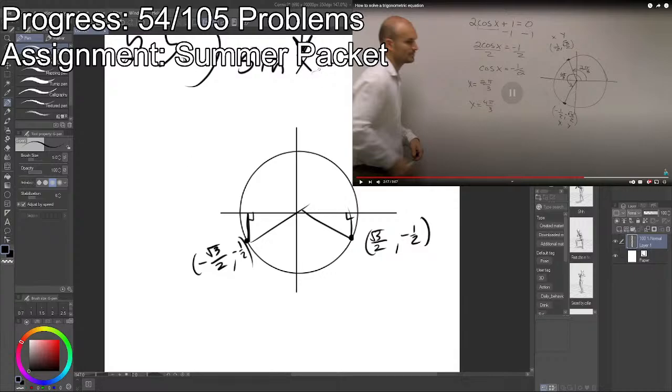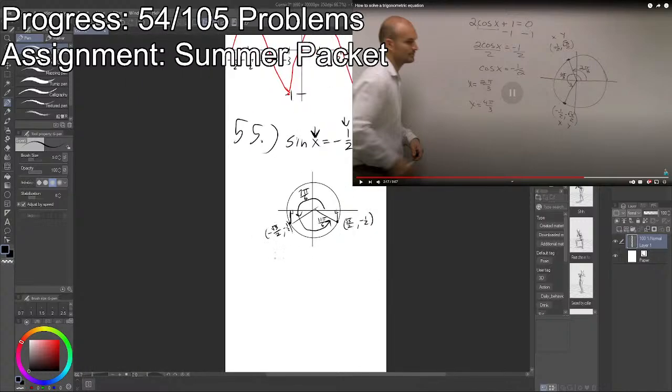This is 210. Or in this case, 7 pi over 6. Yup. And then just keep going to here. It's 11 pi over 6. So there should be the two answers to x.